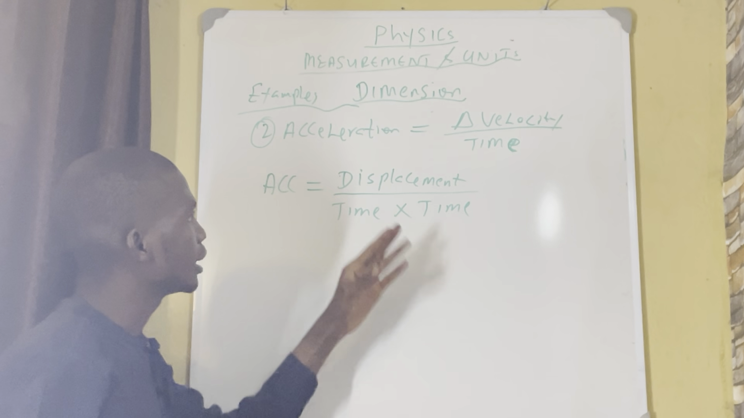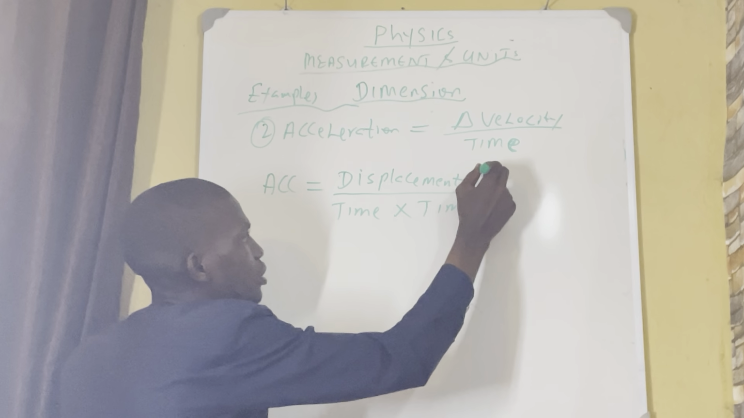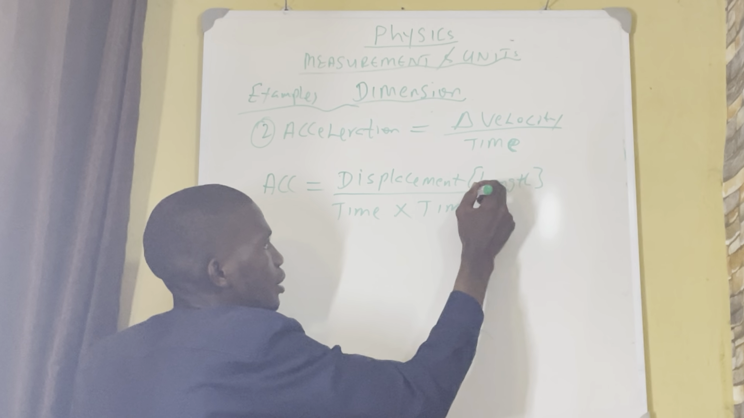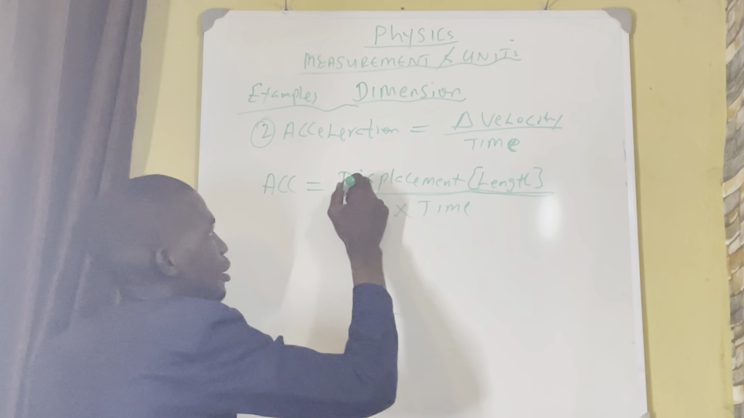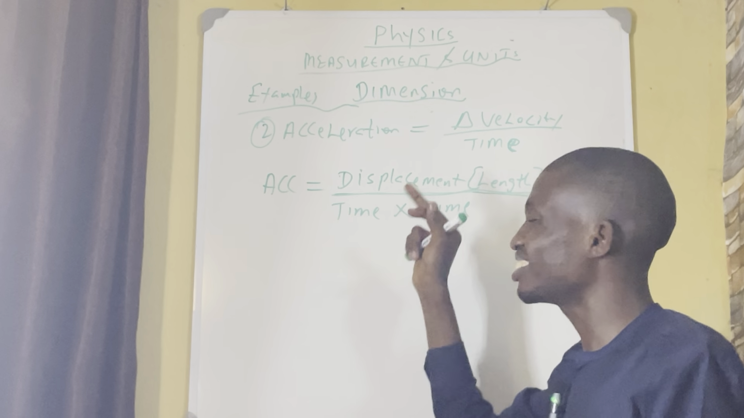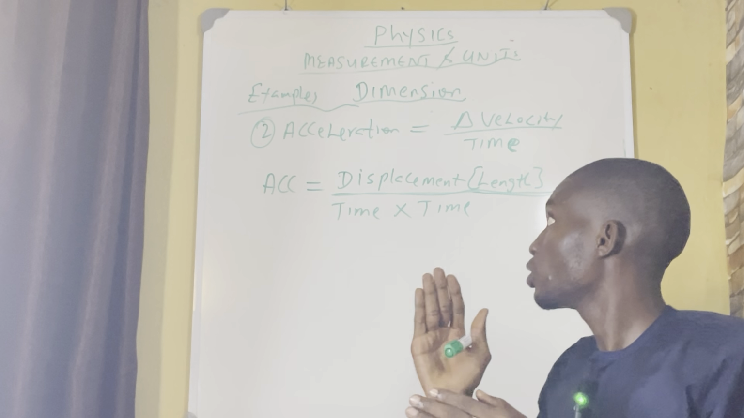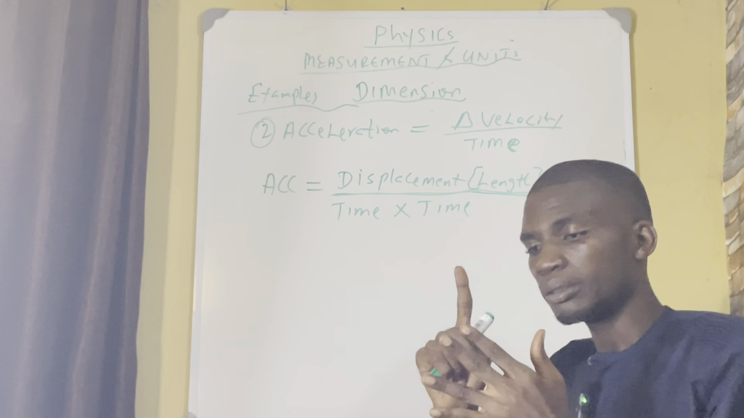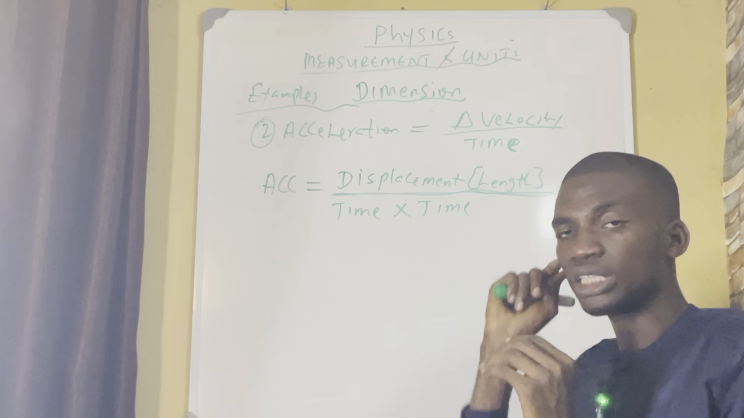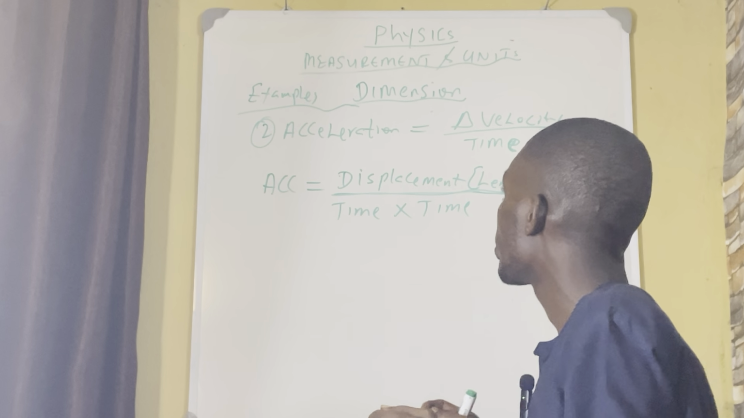Now we look at the board. Displacement is equal to length. Remember that dimension is all about changing the whole structure, the whole formula, until you get length, mass, and time. Once you get it, you stop. If you are not getting it, you keep changing until you get it. That is dimension.